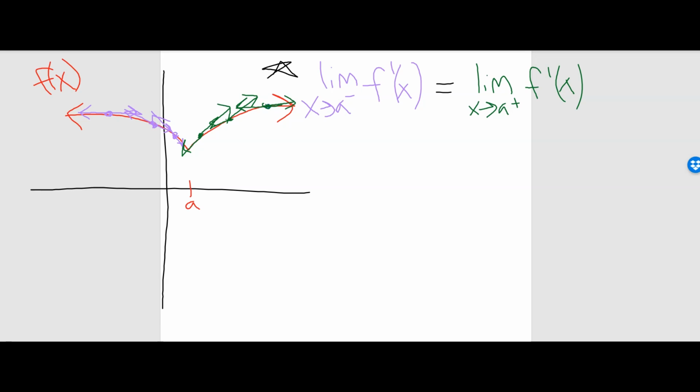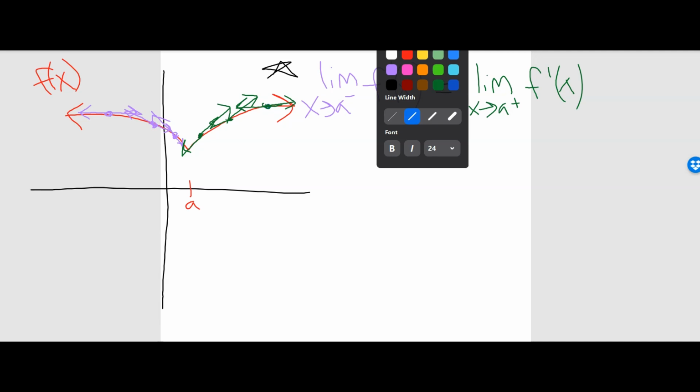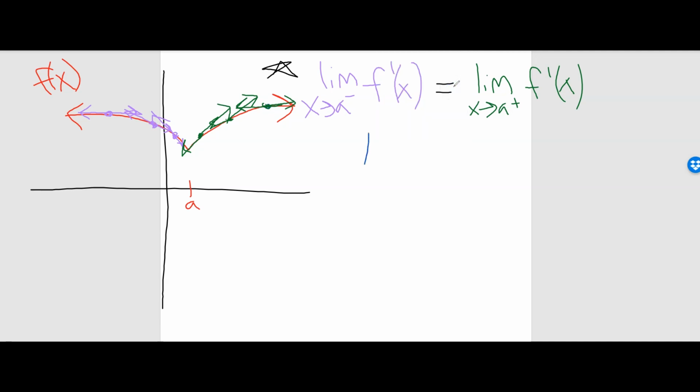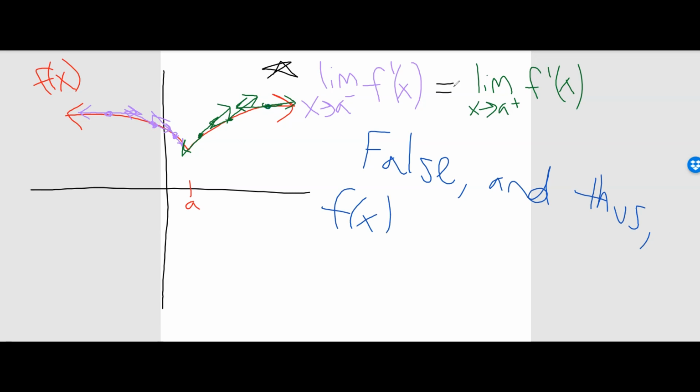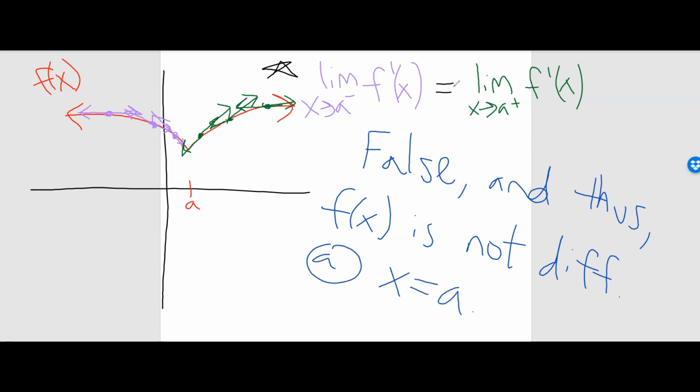So they are not approaching the same value, which means that this statement is false, and thus f of x is not differentiable at x equals a. Okay?